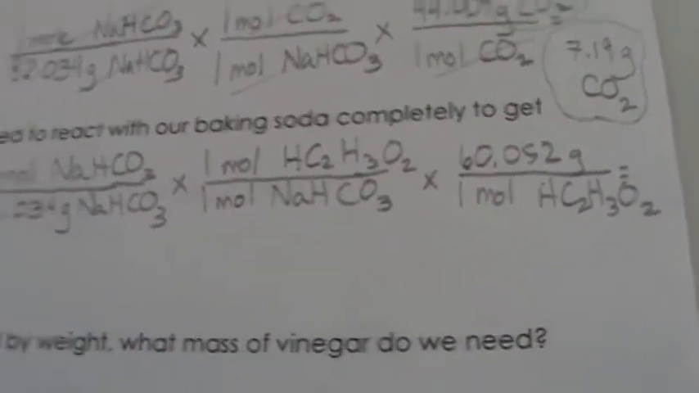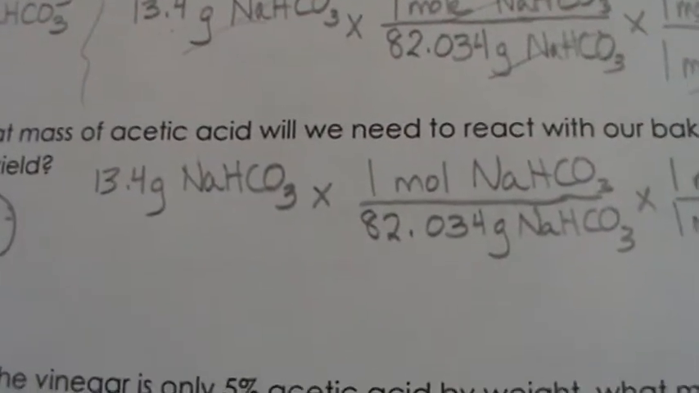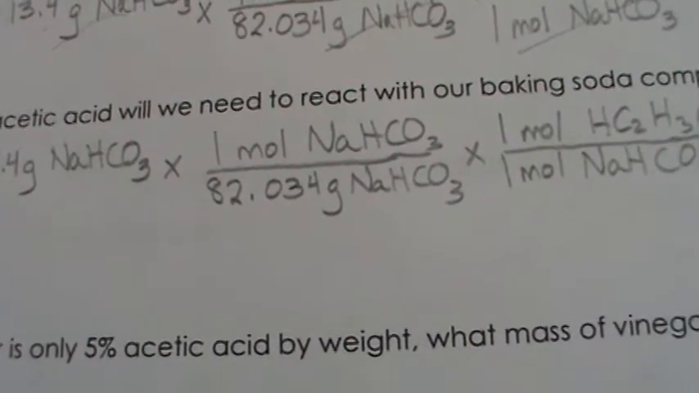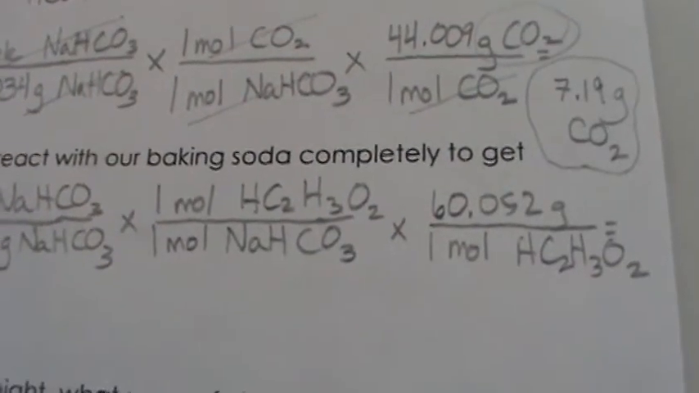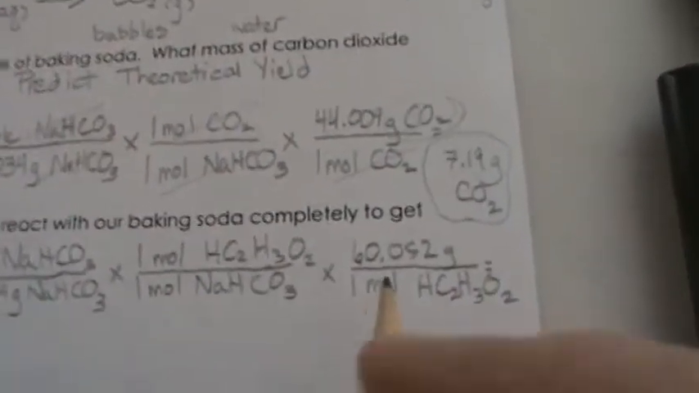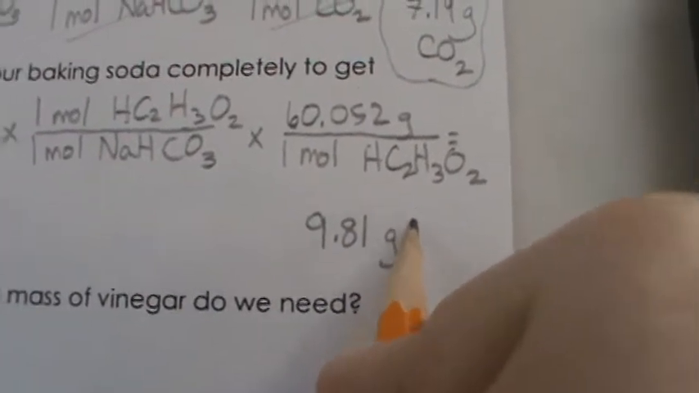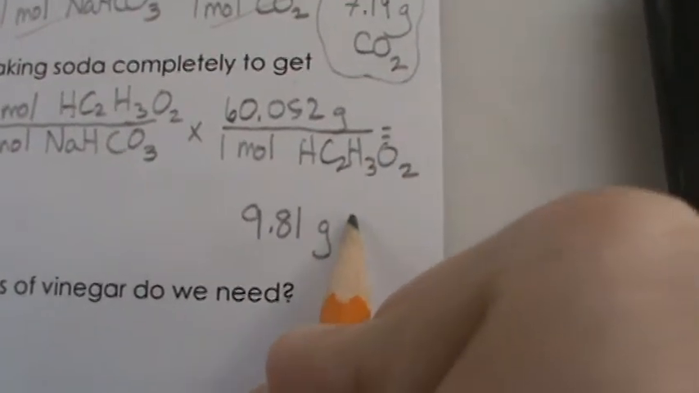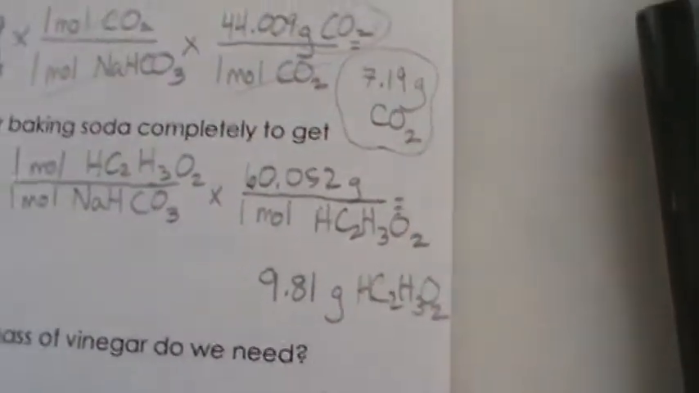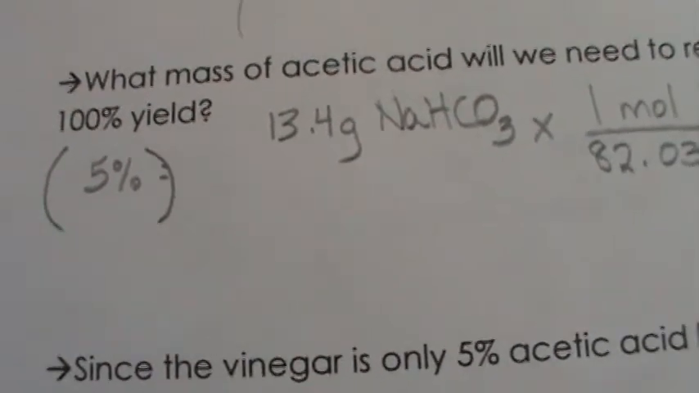So now I'm going to type this into my calculator. 13.4 divided by 82.034 equals, times 60.052 equals, and I get 9.81 grams of acetic acid, HC2H3O2.